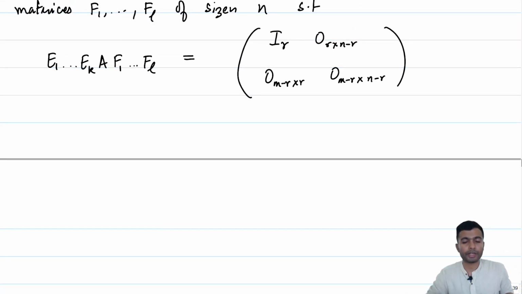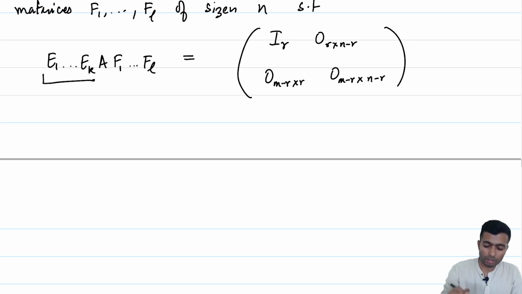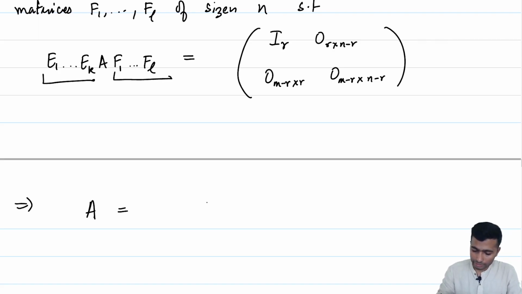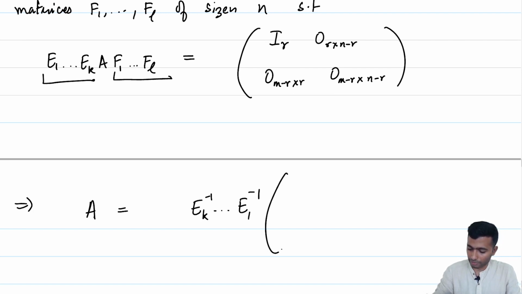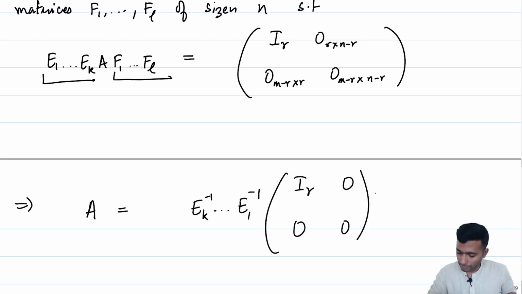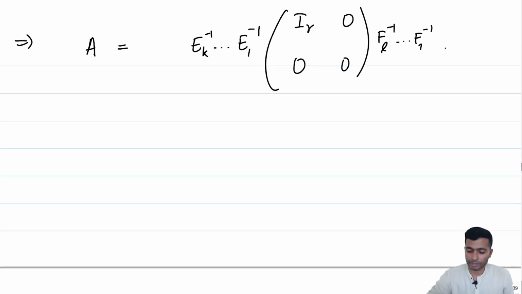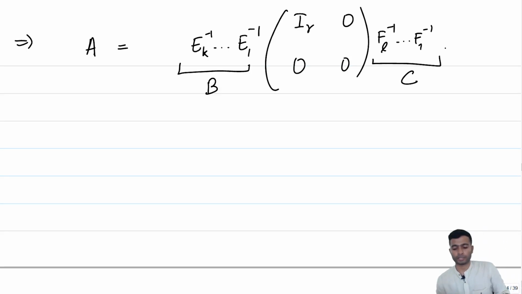But notice that E1, E2 up to Ek are all invertible. So are F1, F2 up to Fl. This means that A can be written as Ek inverse dot dot dot E1 inverse times our matrix [I_R 0; 0 0], I'll not bother writing the size, it's the same, times Fl inverse dot dot dot F1 inverse, because these are all invertible matrices. So, let us call this B, and let us call this C, and this is precisely what we have proved in the last two propositions.